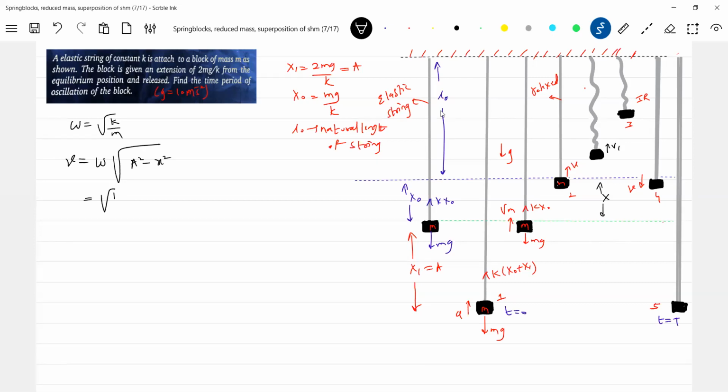Omega is root of k by m. The amplitude is given as 2 mg by k, whole squared, minus x squared, where x is mg by k, whole squared. So 4 minus 1, 3 it will be. So mg by k will come outside.